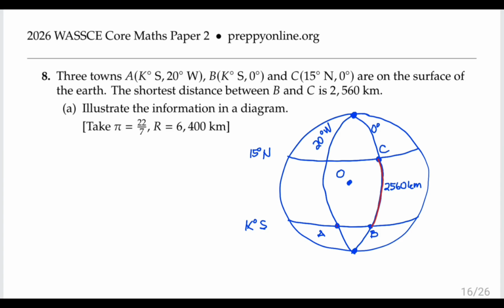We have our point A. Of course, we are not writing the coordinates because those are given in the question, and it's implied because if A is on K degrees south, this is K degrees south, and 20 degrees west, this is 20 degrees west. So the intersection of those two is going to be A. Similarly for B, and then for C. So this is our illustration of the information.